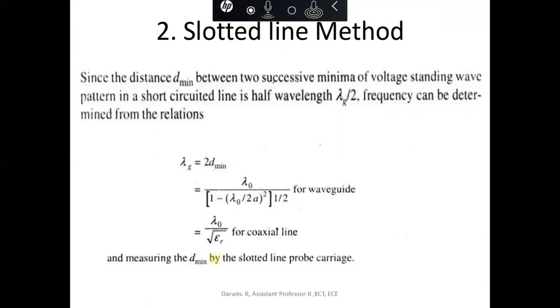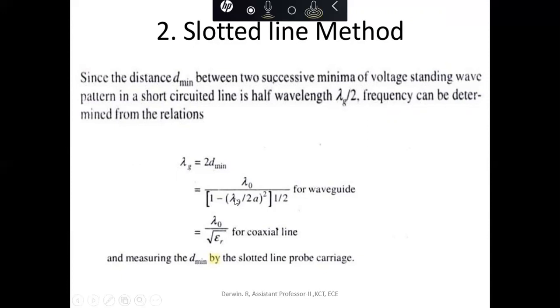The first thing you have to do is find the d minimum using the slotted line. Move the slotted line from right to left from the load, and find the first position of V minimum from the load. That distance will be measured using a vernier caliper in your test bench, and that value will be the d minimum value. If you know the d minimum value, you can find lambda g, which is the guide wavelength.